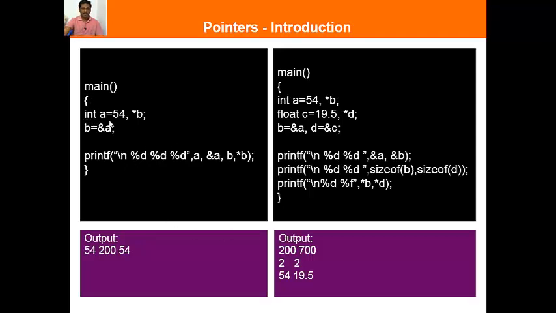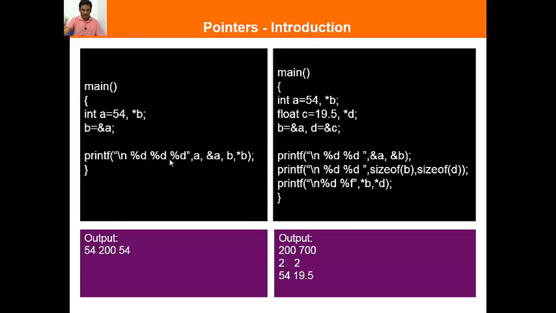In this example, integer a equal to 54, star b. b is a pointer variable, an integer pointer variable, so it can hold the address of an integer variable. b equal to &a, so the address of a. In the previous example, the address of a is assumed as 200, so that 200 is assigned to b.